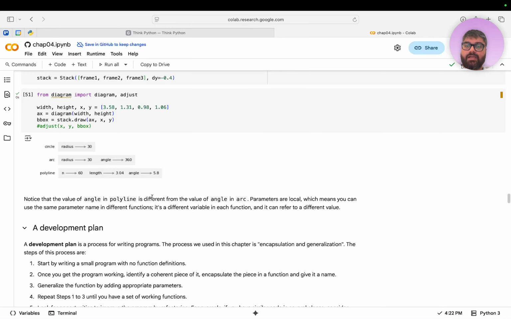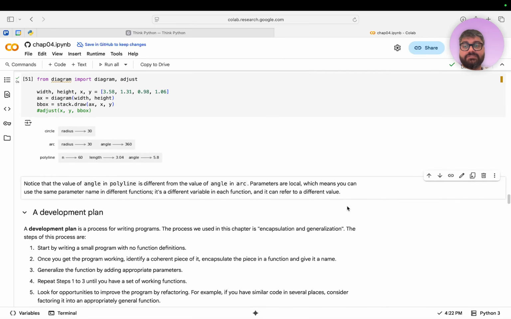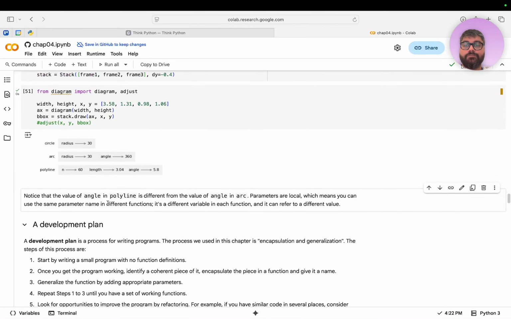Notice that the value of angle in polyline is different from the value of angle in arc. Parameters are local, which means you can use the same parameter name in different functions. It's a different variable in each function and it can refer to a different value. Yeah, so that's true, essentially. Basically, going back to the previous conversation we had about scopes, variables defined within a function are only available within the scope of that function. They are local to the function scope, right?